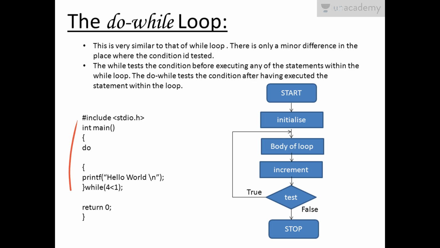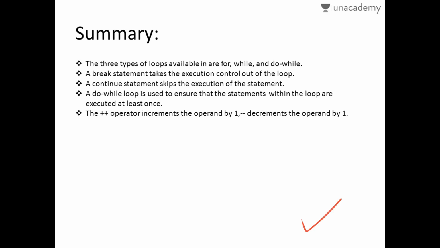Here is the simple syntax. You give a do, and then the statement that you want to execute, and here you give the while. That means before you check this while statement, you first execute the loop once and then only check the while condition. The same here, start and end: give the initialization, body of the loop, increment, test. If the test is true, come back, otherwise simply stop.